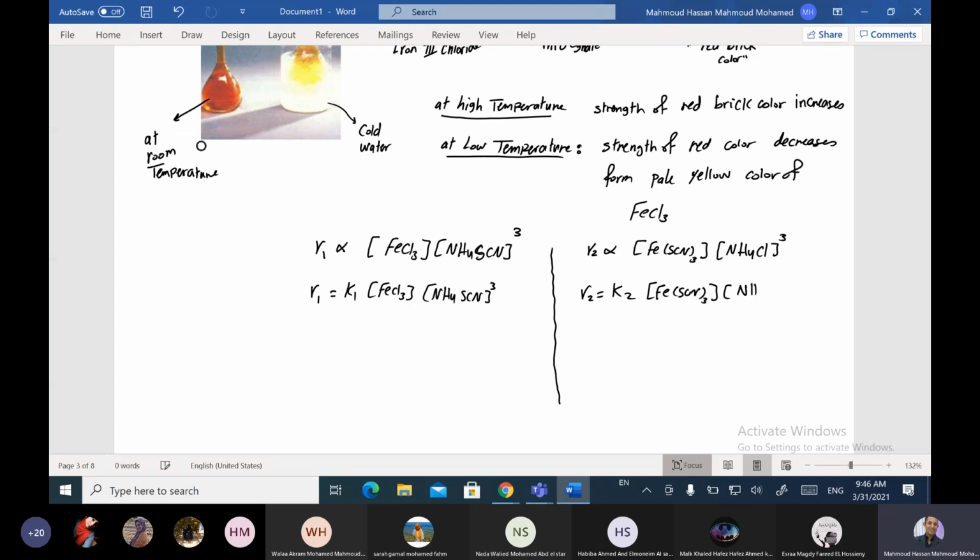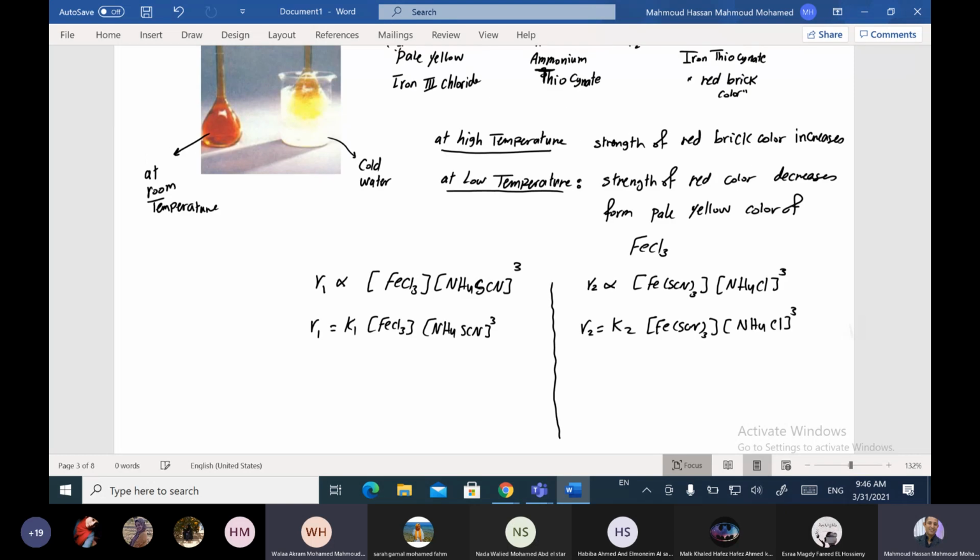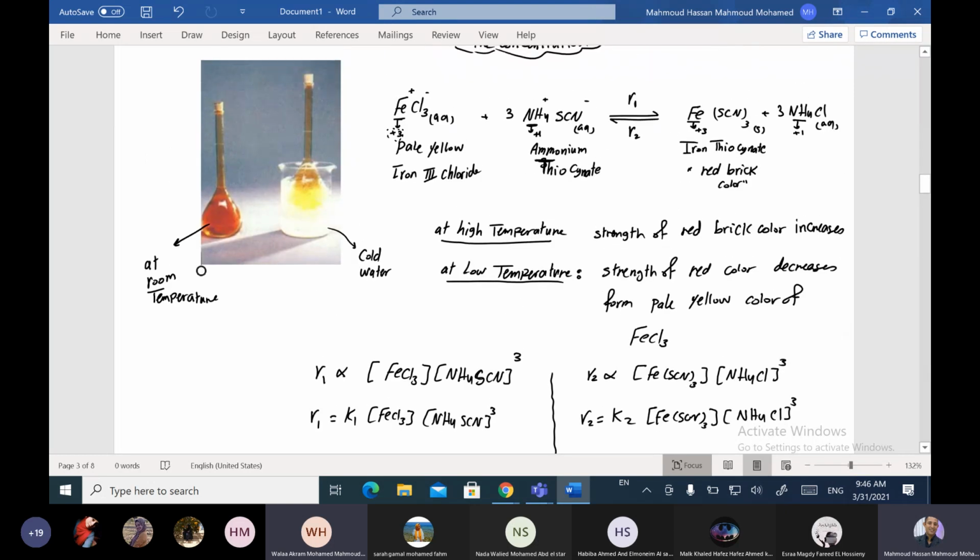[NH4Cl] power 3. Student: Sir, a question, do you know the order of this one 3 and this one 1? Not the order, it is the concentration. We are making the relationship between the rate of the chemical reactions and the concentration of the reactant raised to the power equal to the number of molecules from the chemical reactions.